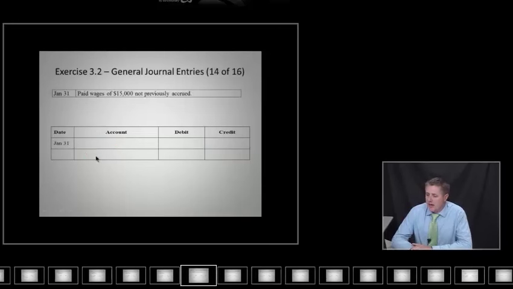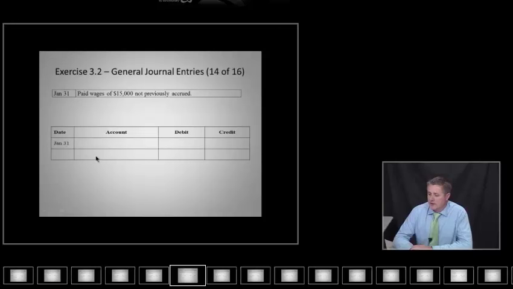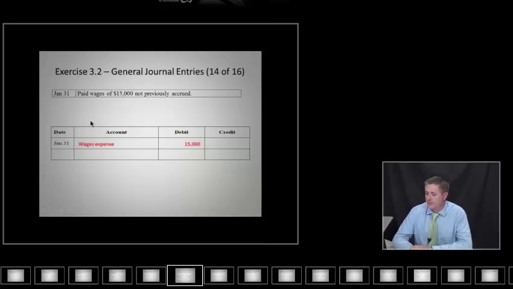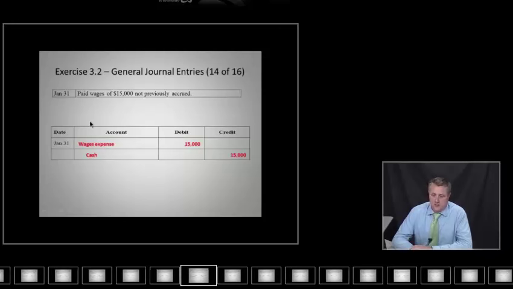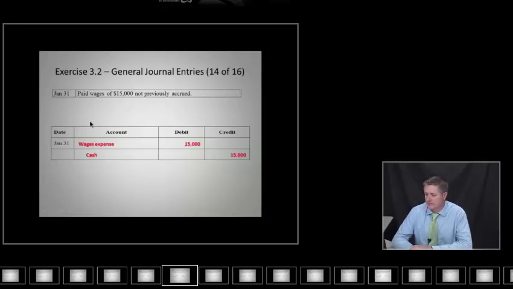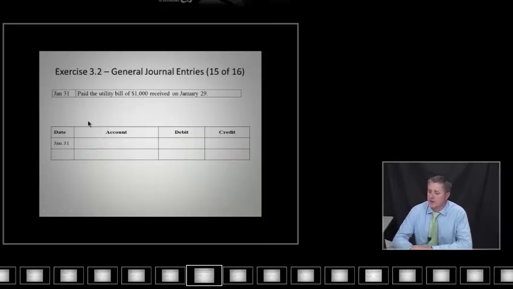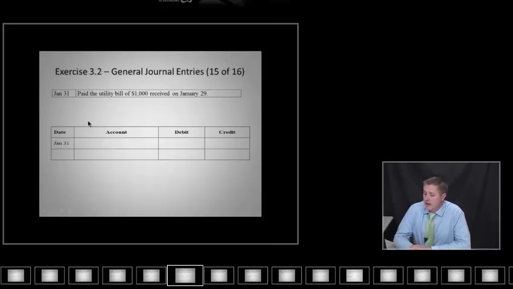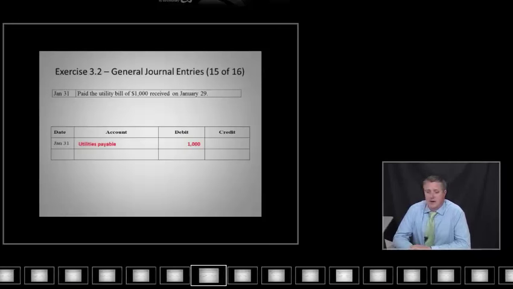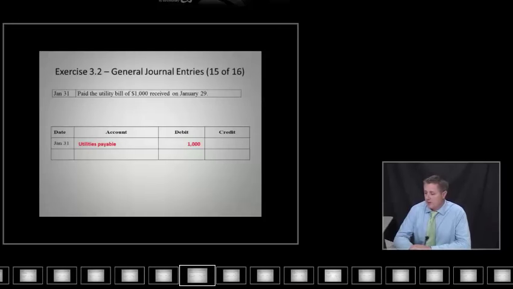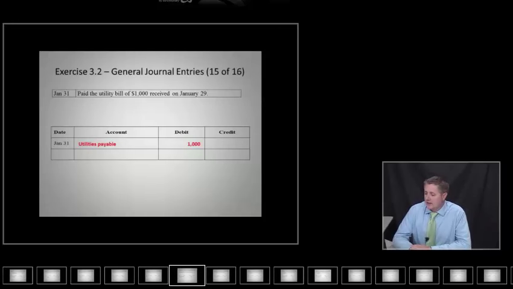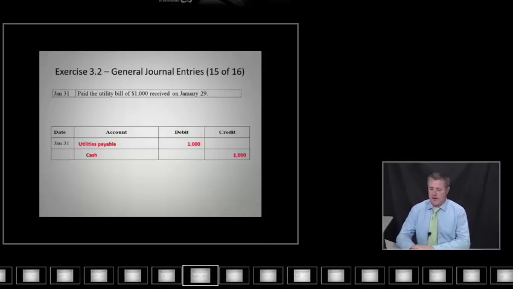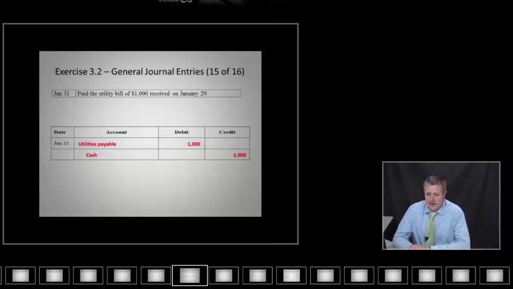January 31st, we paid wages of $15,000 not previously accrued. This is going to be a debit to wage expense of $15,000 and a credit to cash for $15,000. Also on January 31st, we paid the utility bill of $1,000 that we received on January 29th. And so basically we're going to eliminate the utilities payable liability that we created. And to do that, we are going to have to use cash. So we're going to debit utilities payable for $1,000, credit cash for $1,000.